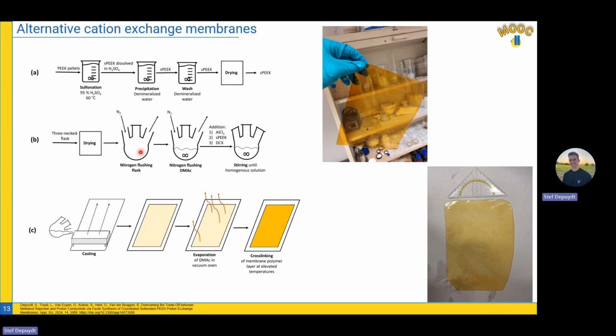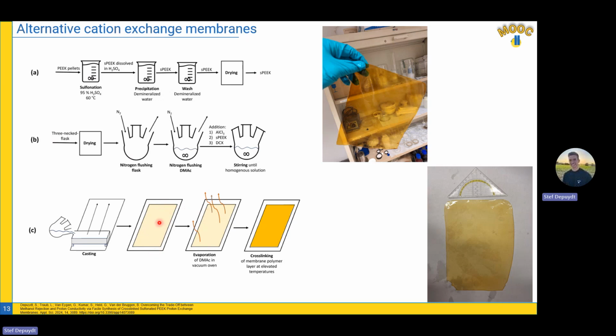You can do it wherever you want, but you need to make sure that you make the atmosphere inert with nitrogen gas, and then we add our catalyst, our SPEEK, and we add our crosslinker, and we mix it until we have a viscous casting solution. This casting solution you can pour into a casting knife that you then move over a glass plate. So you spread the casting solution over the plate.